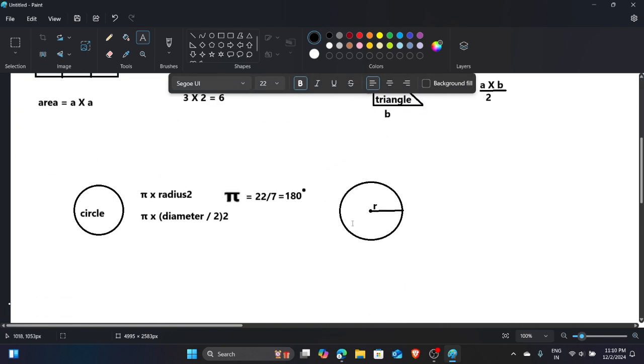So now we are on the area of a circle. The formula for the area of a circle is nothing but pi into radius square, nothing but pi r square. Similarly, the value of pi is pi by 2 in an angle, which generally shows 180 degrees.